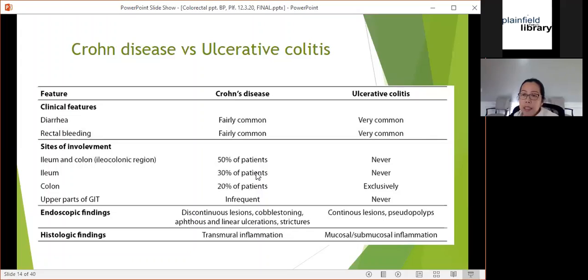Crohn's disease can involve the ileum and the colon. Diarrhea and rectal bleeding are also very common. Colonoscopy shows discontinuous lesions, cobblestoning, aphthous and linear ulceration. Strictures are also seen on colonoscopy. Usually histology shows transmural inflammation. Next.